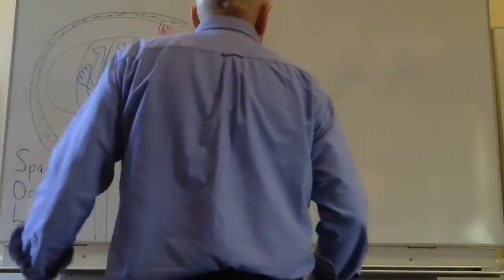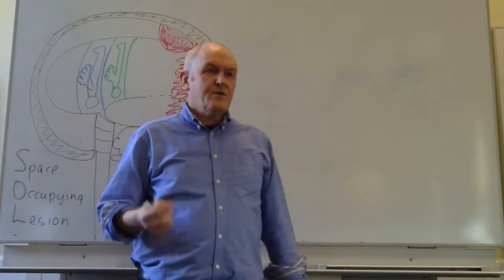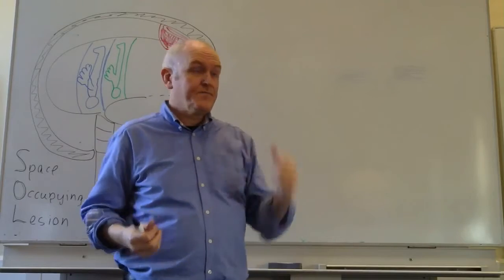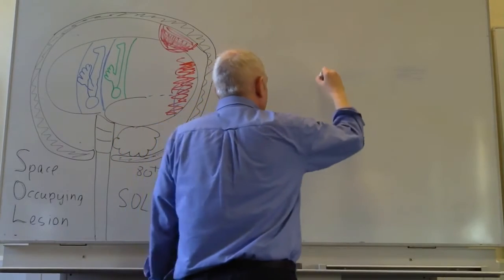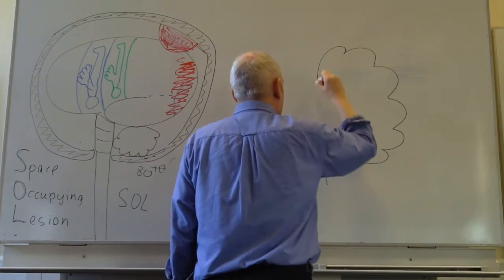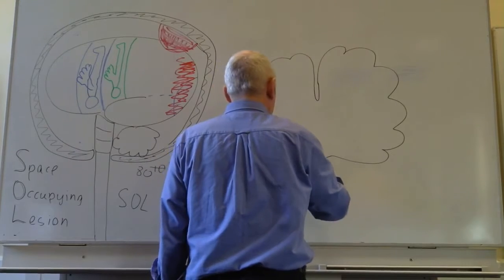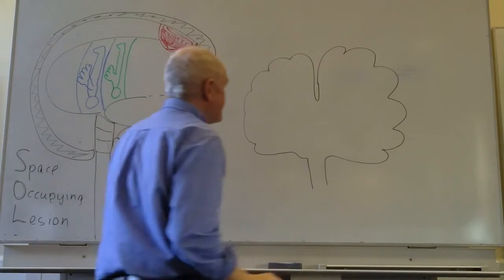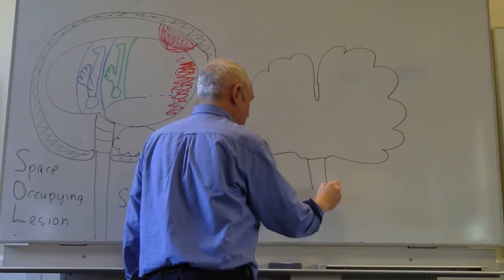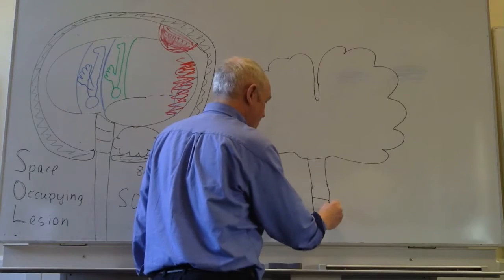Now, if you look at the brain from the front, you'll be able to see the right cerebral hemisphere and the left cerebral hemisphere. So here's the brain looking at it from the front. And this bottom part would be the brain stem, continuous with the spinal cord.